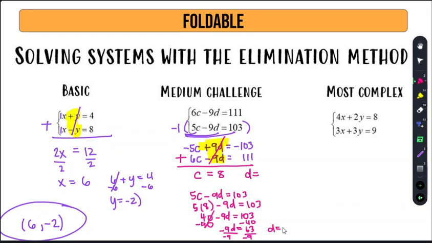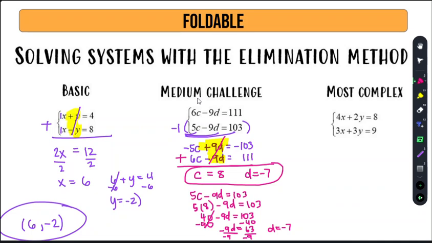So D is equal to -7. Okay, and again, a good rule of thumb is to go back and check your work just to make sure we did all our math correctly, so we can go back and check that.